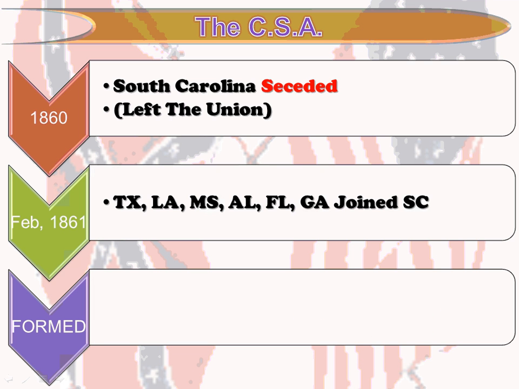Who can give me the name of that new country? Formed by South Carolina, Texas, Louisiana, Mississippi, Alabama, Florida, and Georgia. The new country is called the Confederate States of America, sometimes known as the CSA. The Confederate States of America.